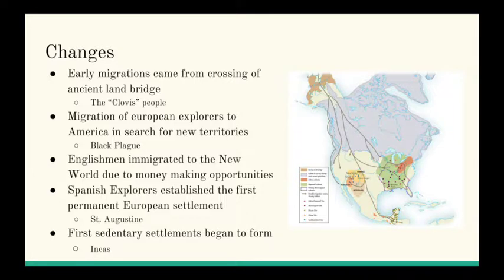Prior to 1650, many Englishmen immigrated to the New World, specifically to the North American colonies. People saw that moving to the North American colonies was a great money-making opportunity, especially growing sugar on islands off the North American coast, which was very much profitable.